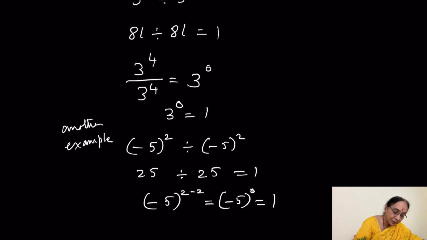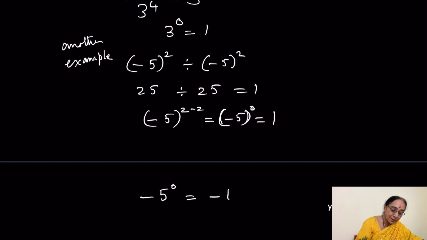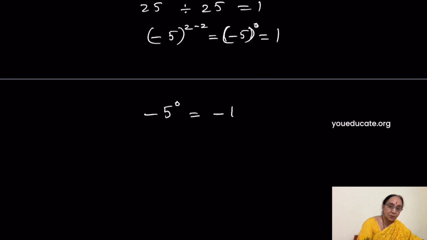But remember, the negative number has to be enclosed in parentheses. When I write negative 5 raised to 0 without parentheses, then it is just negative 1. Why? Because the parenthesis is not there. The power 0 is only for the 5. Okay, you have to be careful when a negative number is raised to 0. Just check if the negative number is placed in parentheses, or whether the negative sign is not for that power 0. It's only 5 power 0 with a minus sign.